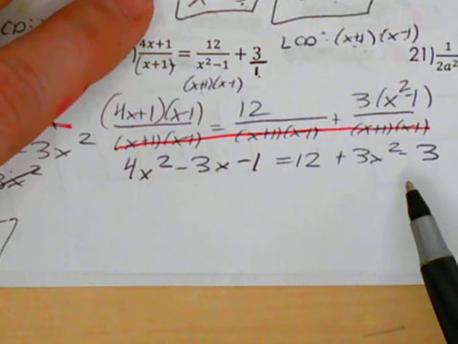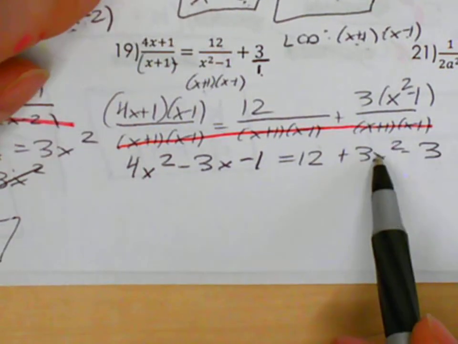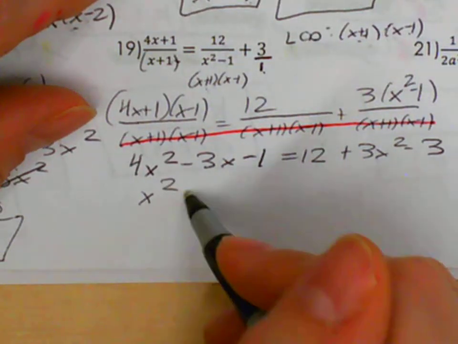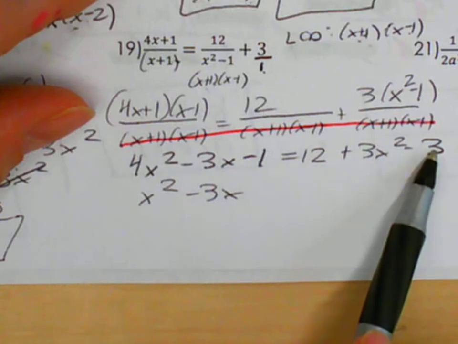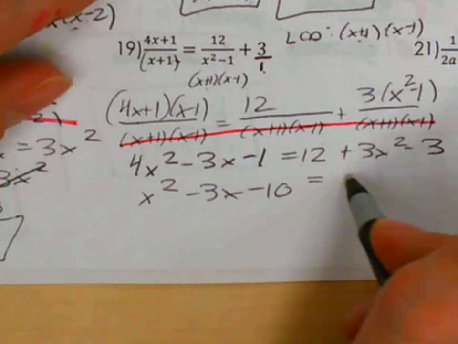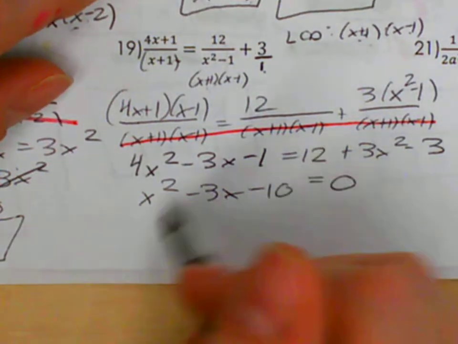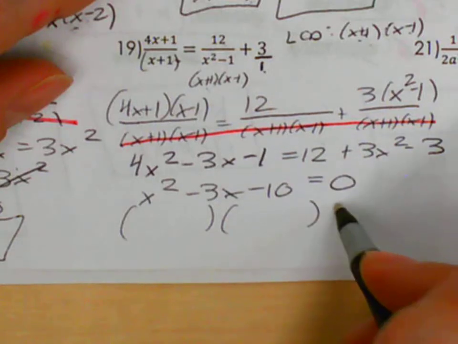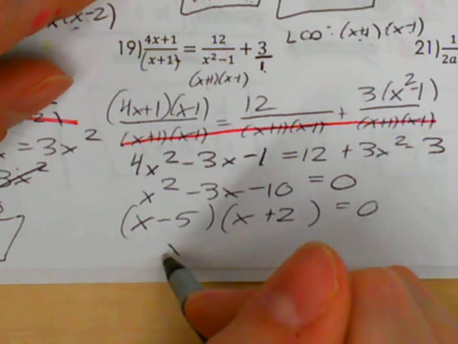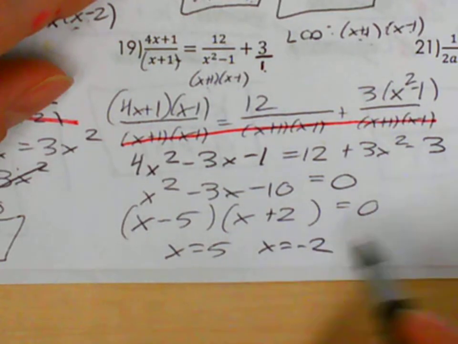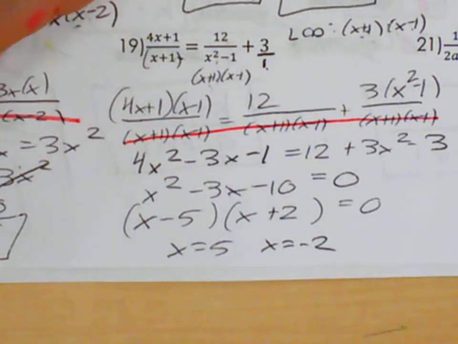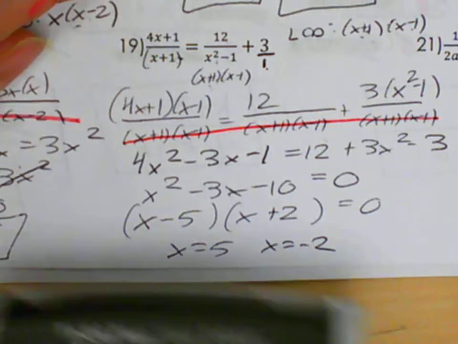So I have a quadratic. I'm going to try to move everything to one side so it equals 0. So if I subtract 3x squared, I get x squared minus 3x. 12 minus 3 is 9. So subtracting 9 from either side gives me minus 10 equals 0. So two numbers that multiply to be negative 10 and add up to be negative 3 would be negative 5, positive 2. So x equals 5, x equals negative 2, but I need to check them. So my first check is to make sure they don't make any denominators 0, so they're good there. But then I also need to check for extraneous solutions.